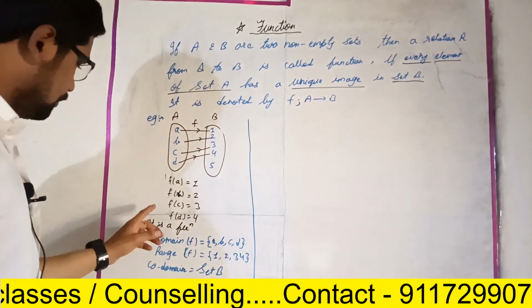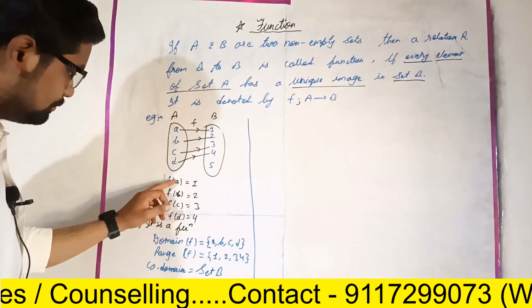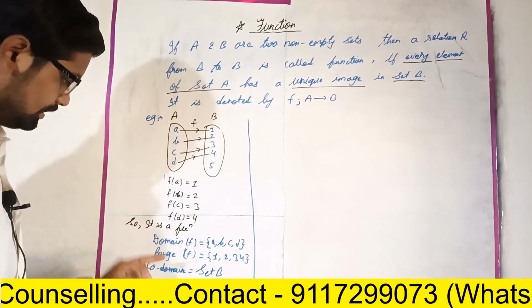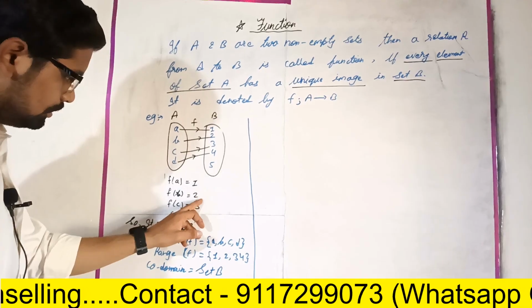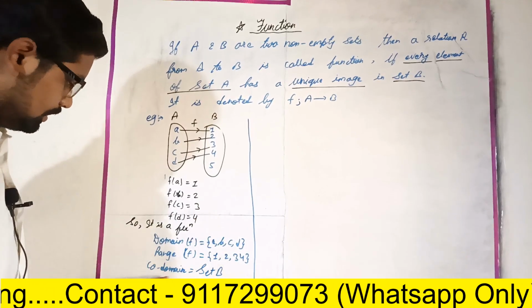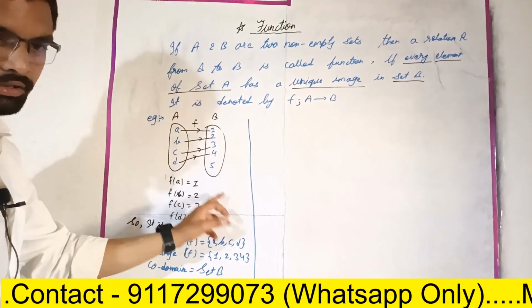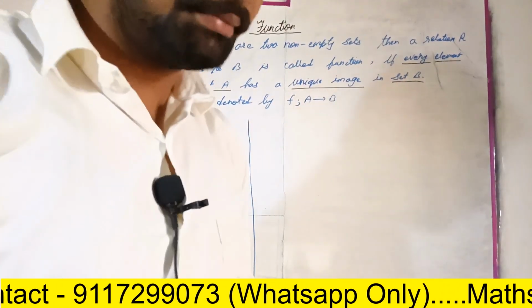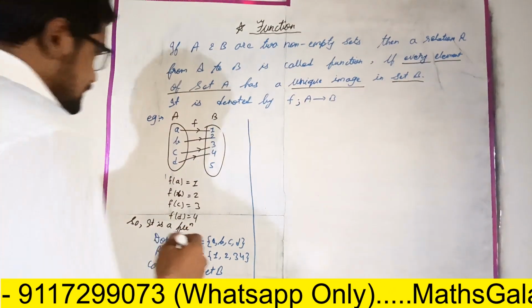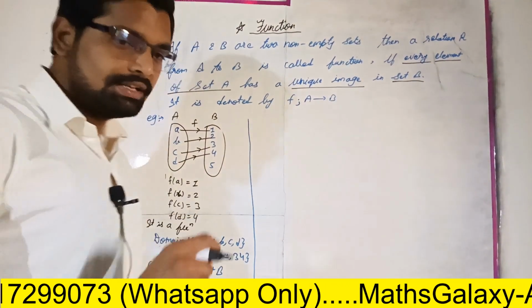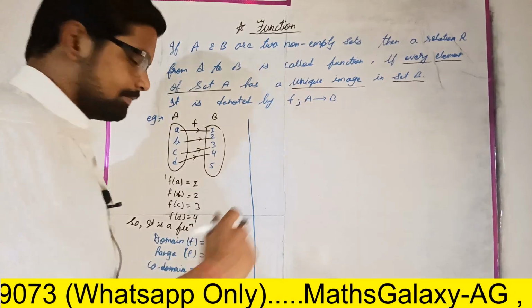Okay. Now the domain of this function will be A, B, C and D, and the range will be 1, 2, 3, 4. And the codomain will be the whole set B. Now let's take some more examples and you have to tell me whether it is a function or not.